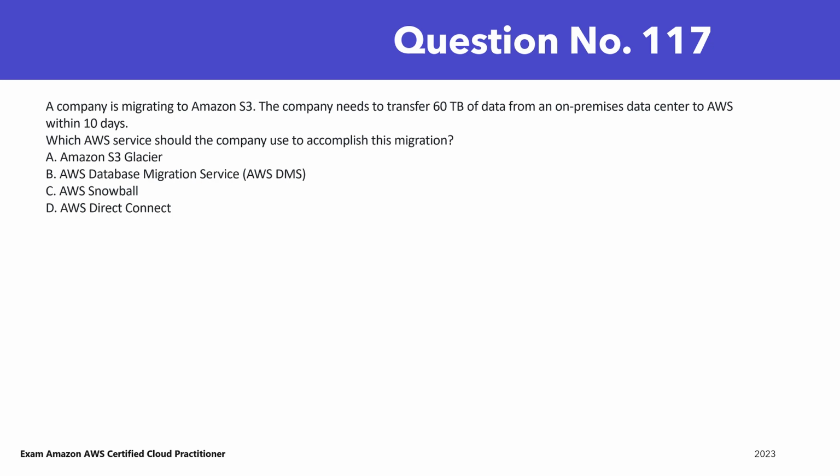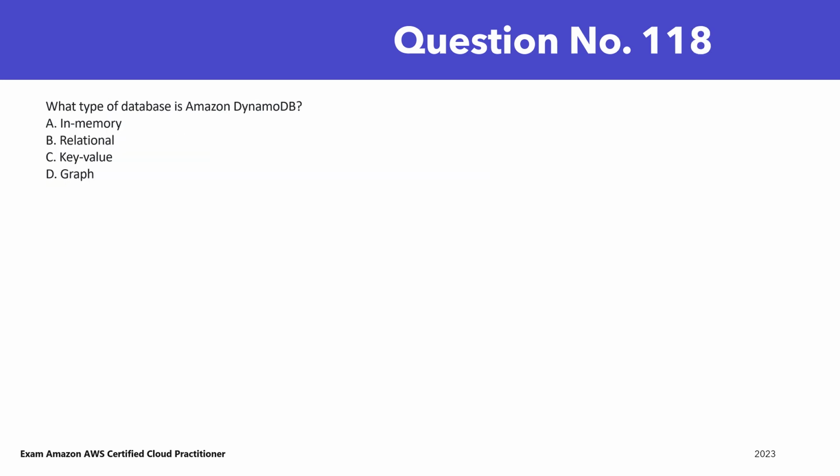Correct answer, C. What type of database is Amazon DynamoDB? A. In-memory. B. Relational. C. Key value. D. Graph. Correct answer, C.